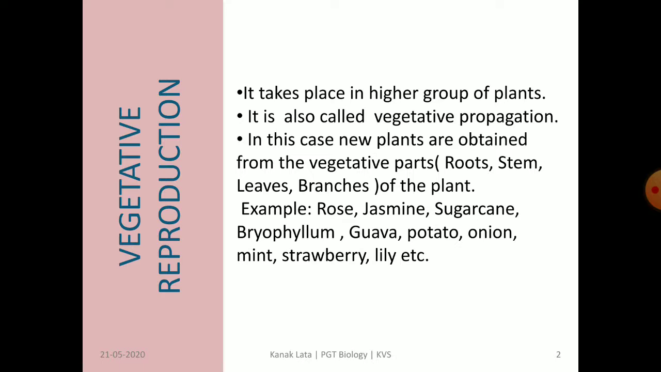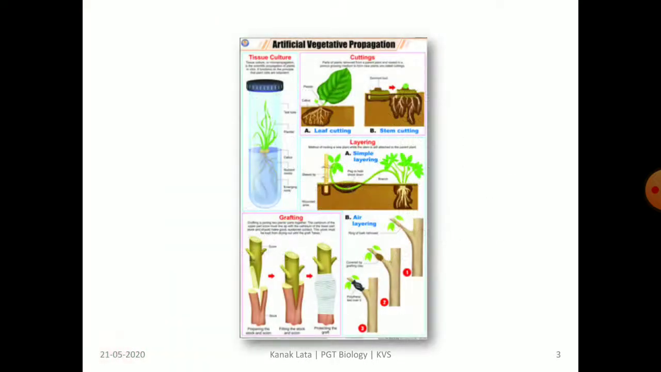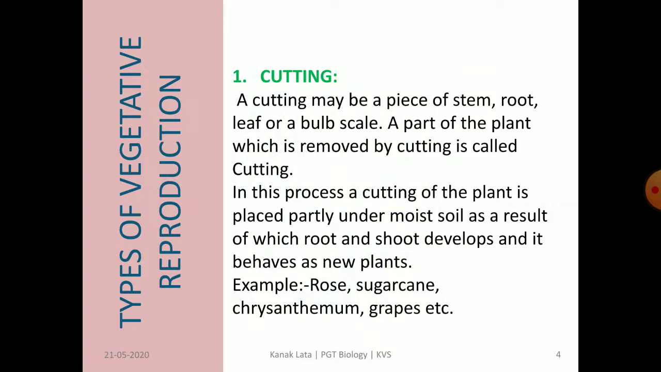The plants in which vegetative reproduction is mostly seen are rose, jasmine, sugarcane, bryophyllum, guava, potato, onion, mint, strawberry, lily, etc. The given figure shows different types of vegetative propagation. They are cutting, layering, grafting, tissue culture, etc. So first we will study cutting.